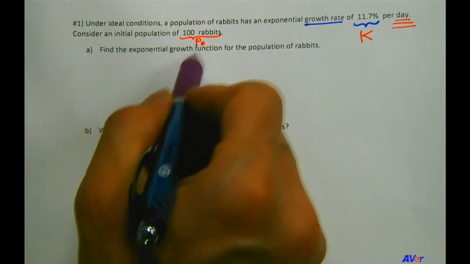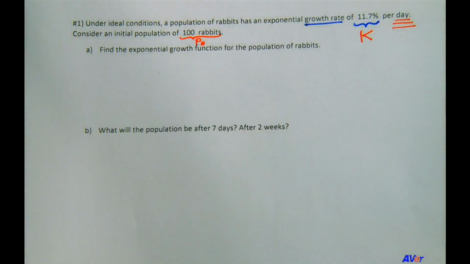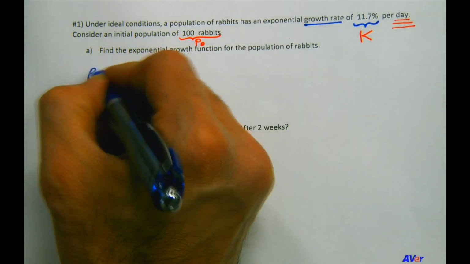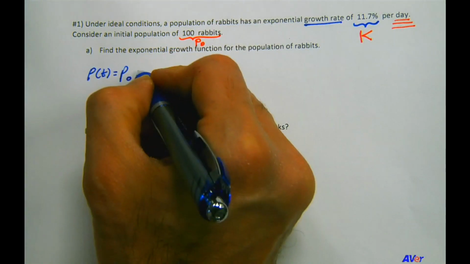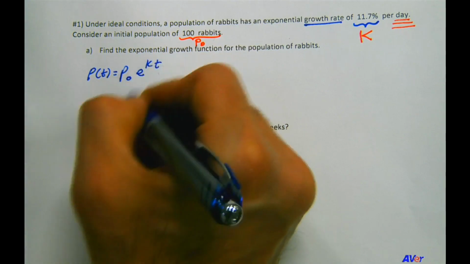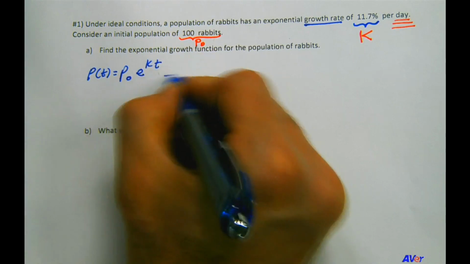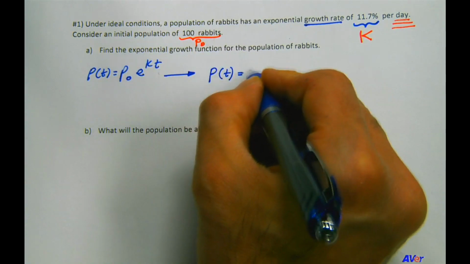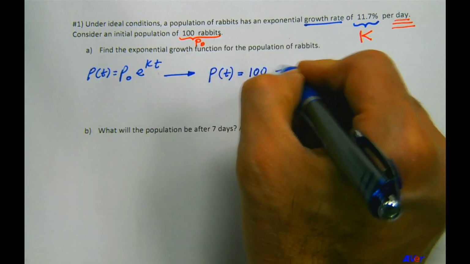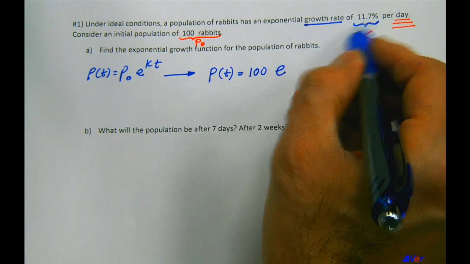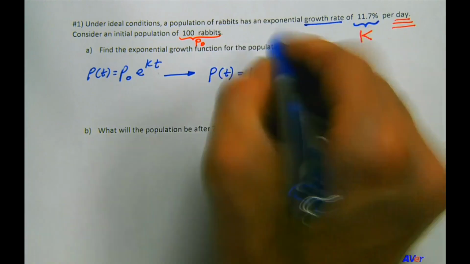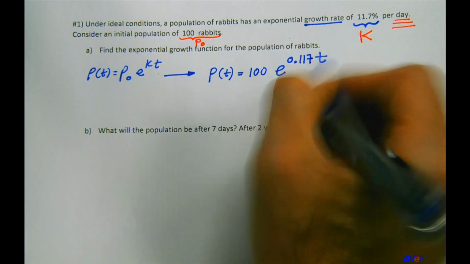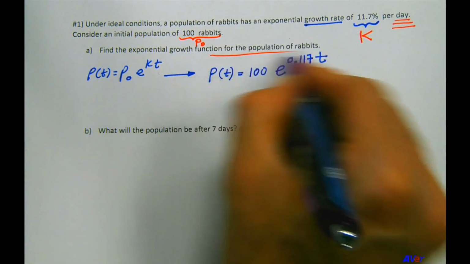Find the exponential growth function for the population of rabbits. Well, the general exponential growth function is this one. So P of t equals P naught times e to the kt power, right? K times t. So this is the general form. For this specific case, it'll be P of t equals 100, which is P naught, times e to the 11.7% times t. We need to convert this to decimal. So 0.117 t. Okay? So that's all they want us to do for this section.